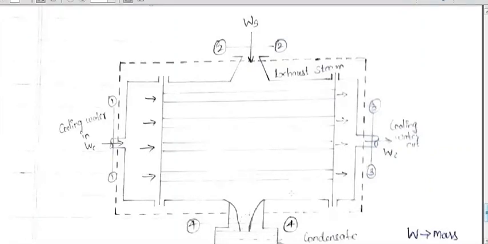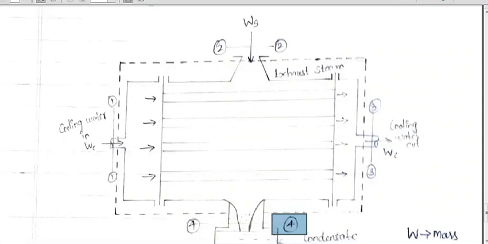From this diagram, we can describe that one is the inlet of cooling water, two is the inlet of steam, three is the exit of cooling water, and four is the exit of condensed steam. So two inlets and two exits.